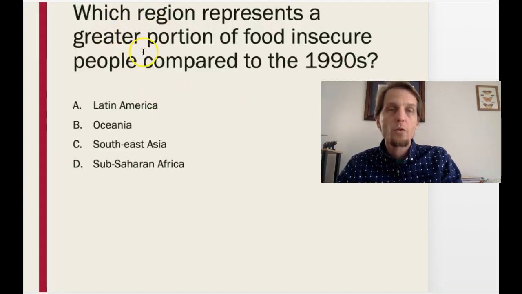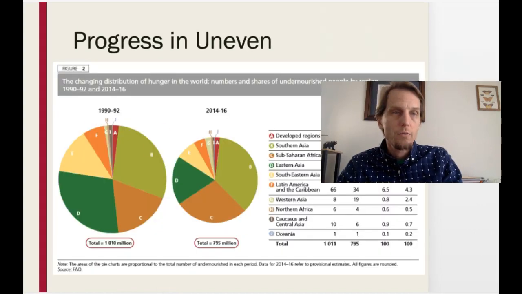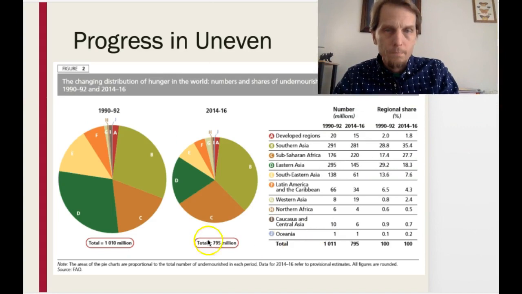So which region represents a greater portion of food insecure people compared to the 1990s? Latin America, Oceania, Southeast Asia, Sub-Saharan Africa. So we'll look at this slide here. Sorry about that. And so here we have a total of 1 billion, and here we have 795 million. This is from 1990 to 1992 to near present, 2014 to 2016. Look at the overall size of the circles here and in green. So you can go through here and compare to answer the question.